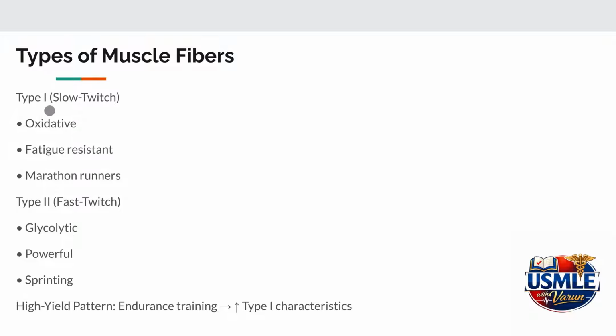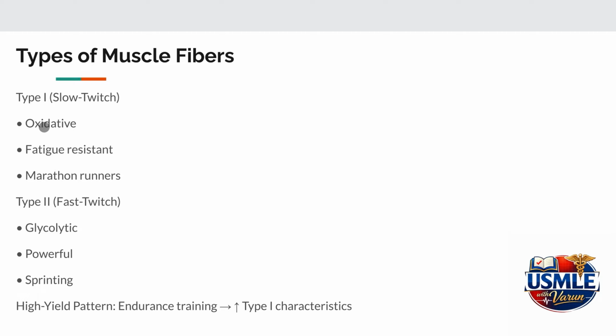There are two main types of muscle fibers. Type 1 fibers are slow twitch fibers that rely on oxidative metabolism and resist fatigue, whereas type 2 fibers are fast twitch fibers that produce powerful contractions but fatigue quickly. Type 1 fibers are mainly oxidative, whereas type 2 fibers are mainly glycolytic.